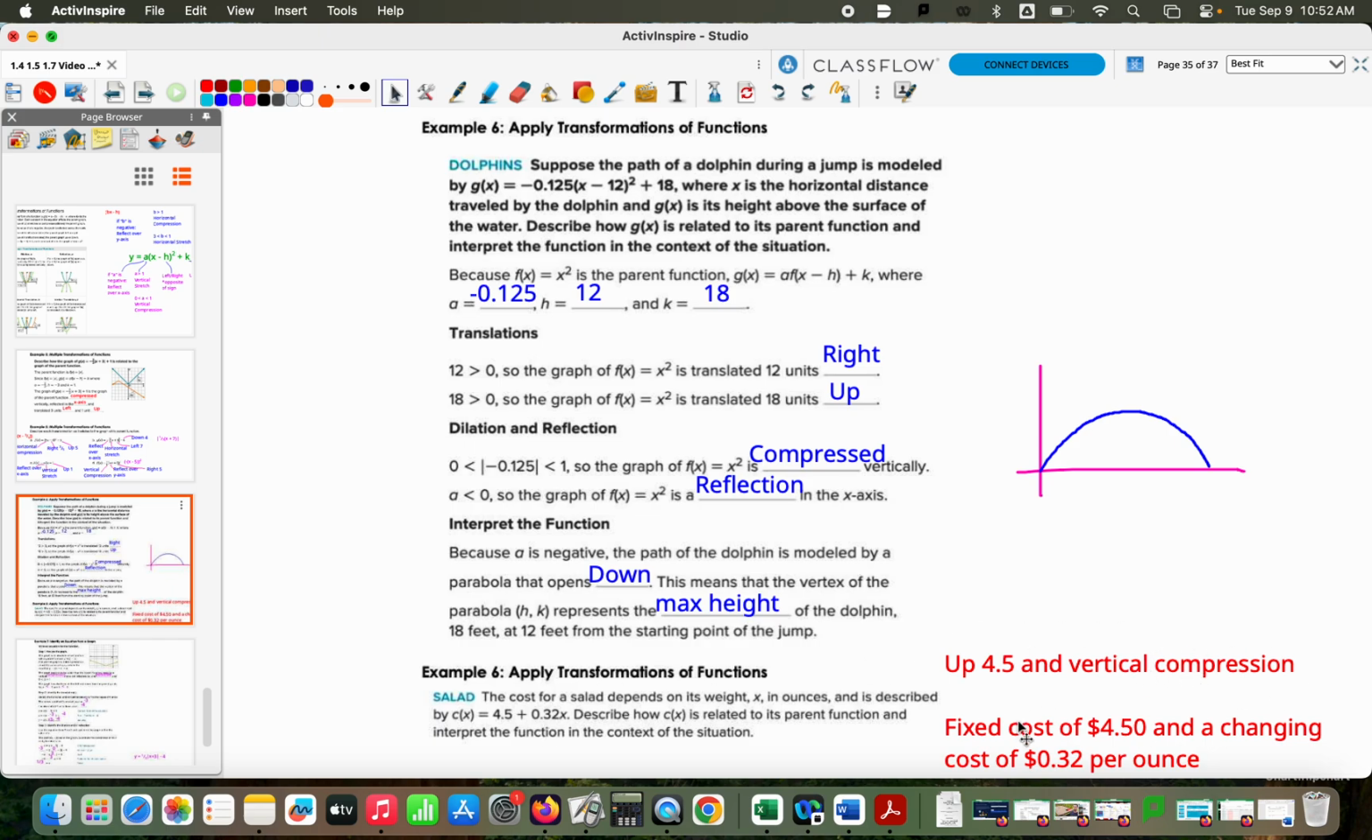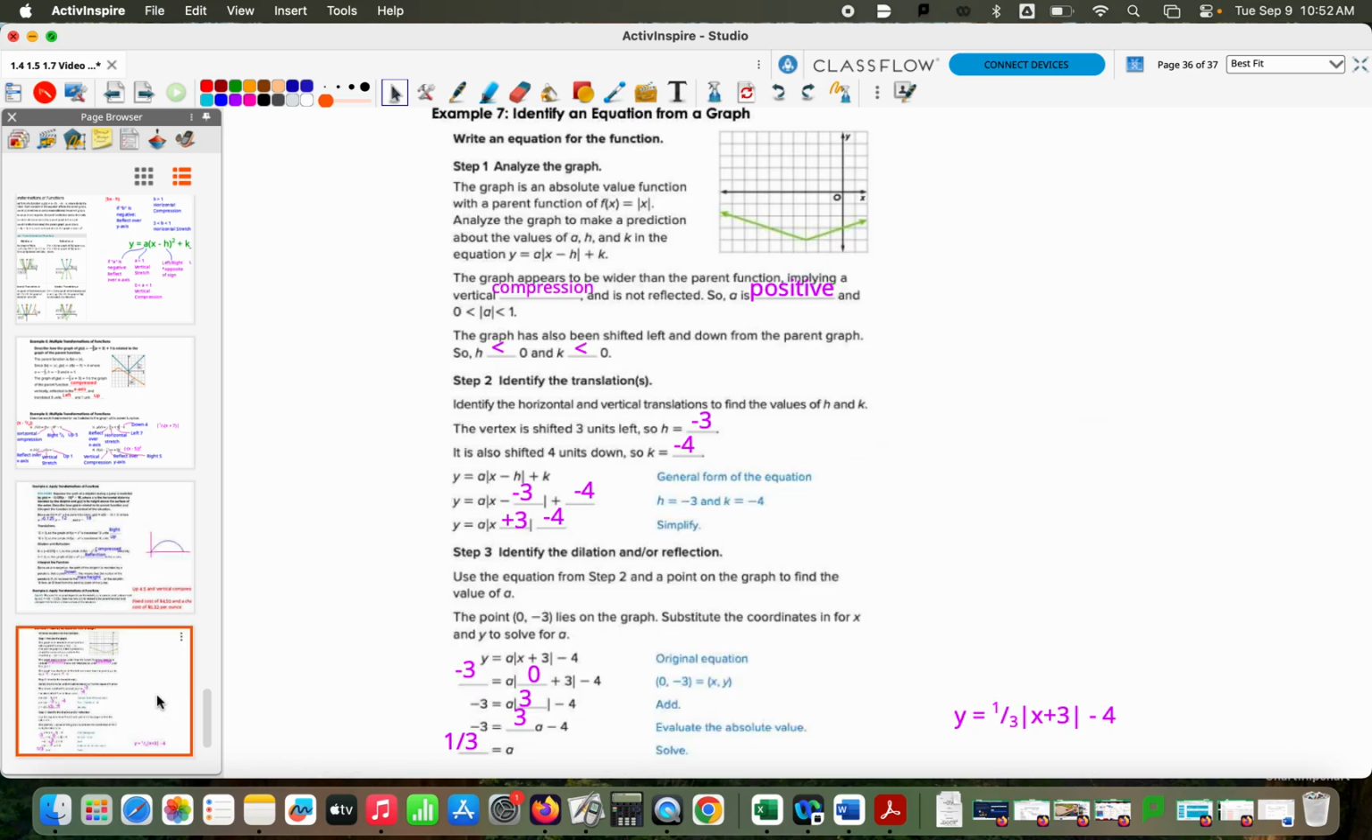Basically what's going on here is we got this fixed cost. If you're going to buy a salad, there's a fixed cost of 4.5. You have to pay that no matter what. Even if I got 0, I'd still have to pay 4.5. I don't know if it weighed 0 ounces, you still have to pay something. The 32 cents here is the changing cost of 32 cents per ounce.